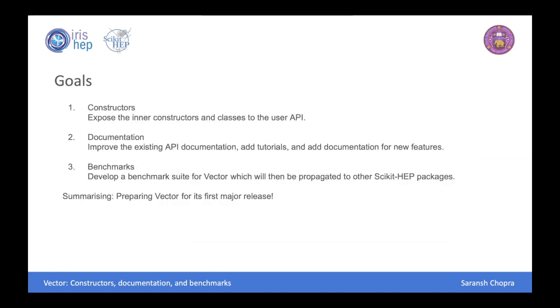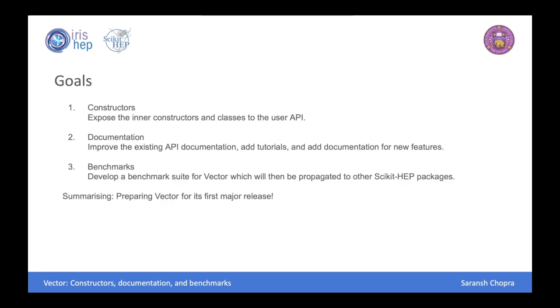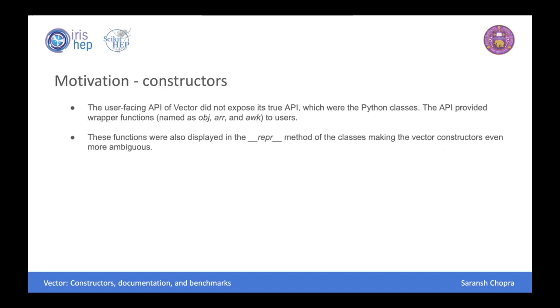Now moving on to my project. The goals were constructors: exposing inner constructors and classes to the user API. Documentation: improving the API documentation, adding tutorials and adding documentation for the new features. And benchmarks: developing a benchmark suite for Vector, which could then be propagated to other Scikit-HEP packages. So, summarizing, preparing Vector for its first major release. Moving on to the motivation for each of these goals, and then I'll be discussing whether these goals were met and at what point Vector is right now.